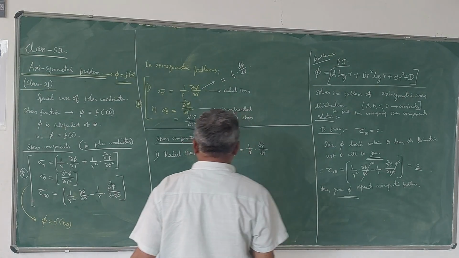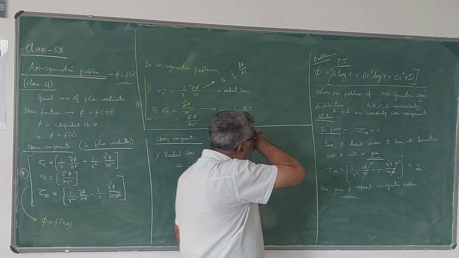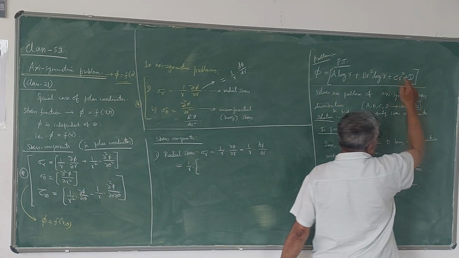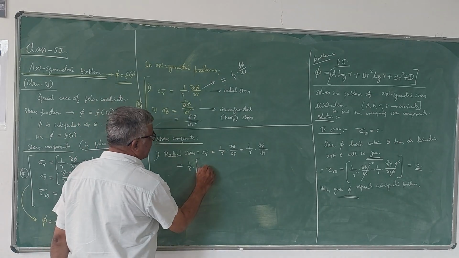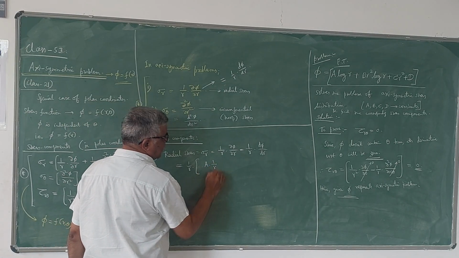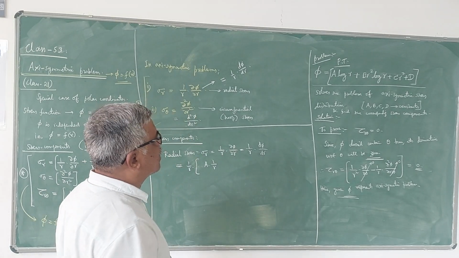So now what is the answer? So 1 by r into, what is d phi by dr? We have to differentiate this with respect to r. A, B, C, D are constants. So a into derivative of log r is 1 by r. Correct? We should be knowing log r derivative is 1 by r.